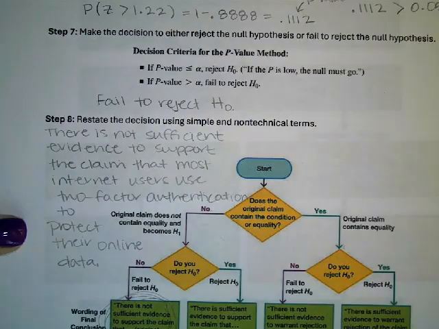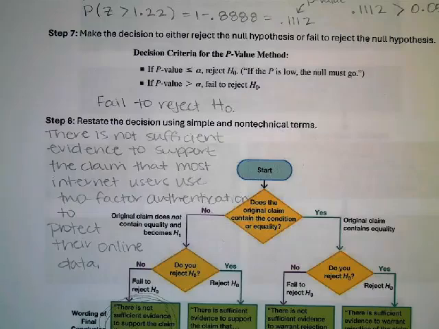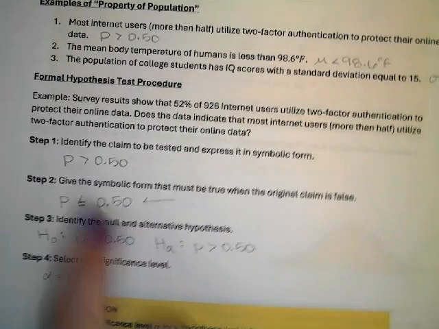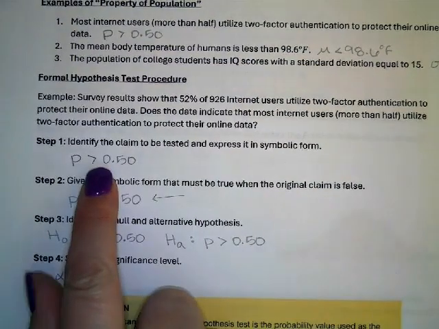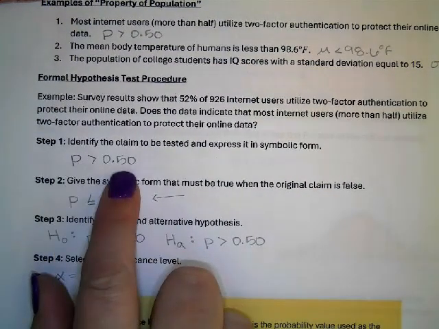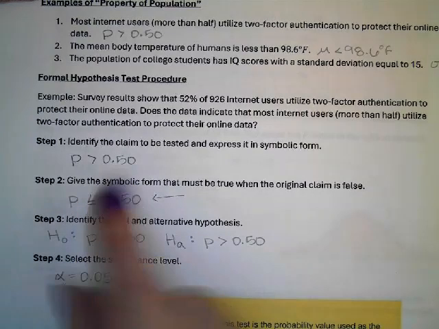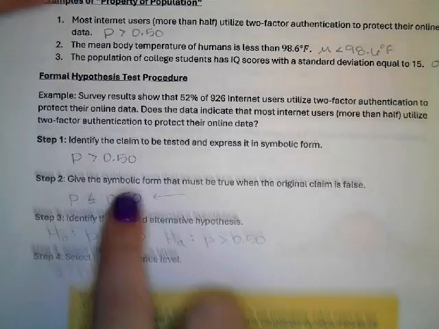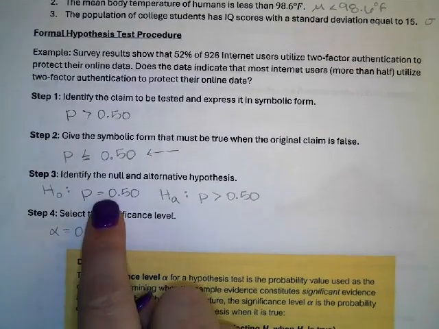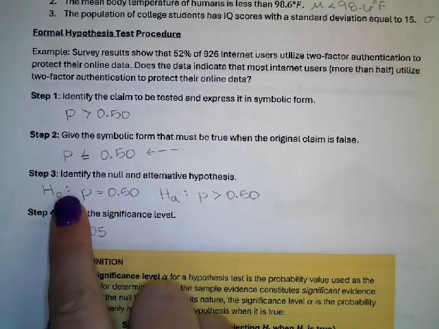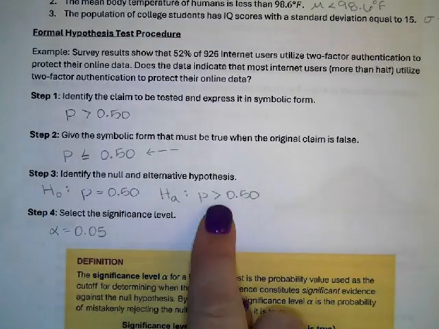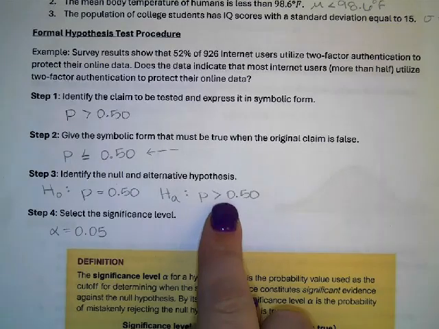Okay, so let's look at the steps that we did. We started off by reading the example problem and writing in symbolic form what they were trying to test. And then we found the opposite. We looked at both of those claims. We found the one with the equal sign, and we wrote that as the null hypothesis. And then the other one was the alternative hypothesis. We looked for a significance level. If it's not in the problem, we're going to use 0.05.